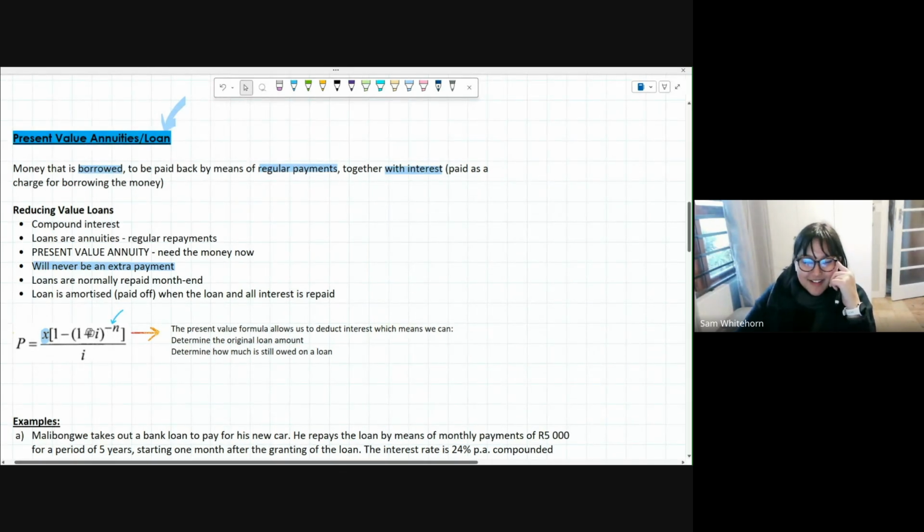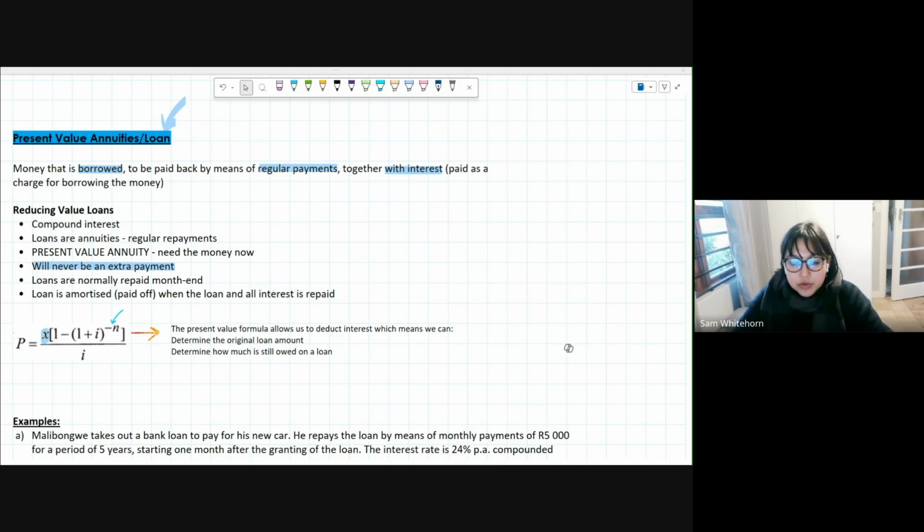I want you to take note of the fact that n is negative. N still represents our number of payments being made, but we need to bear in mind that we are working with a scenario where we're paying off, and so we're decreasing the number of payments that we're needing to work with. So a little bit different in terms of that formula.